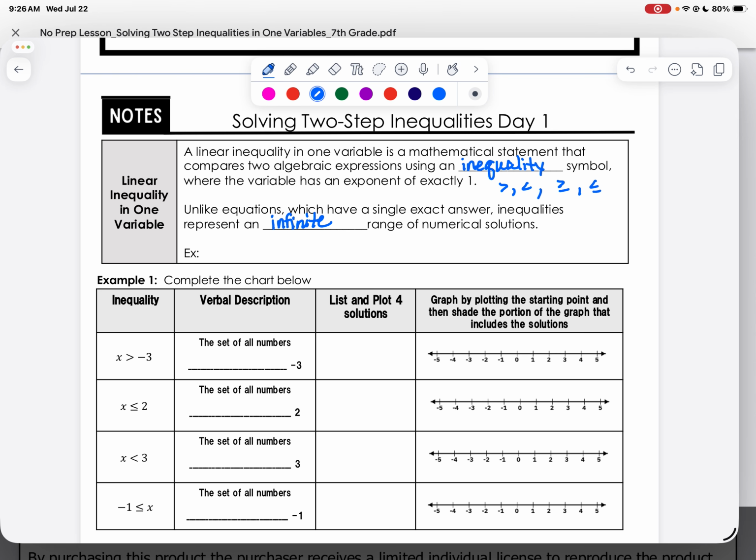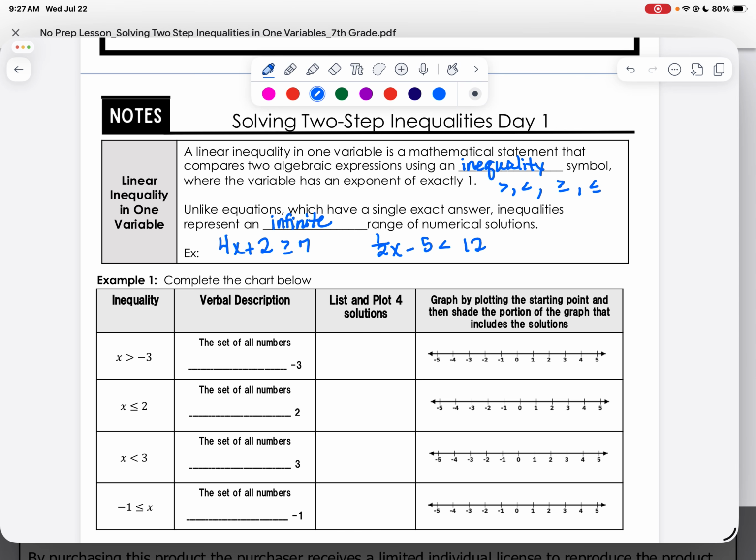Unlike equations, which have a single exact answer, inequalities represent an infinite range of numerical solutions. So an example of a linear inequality in one variable might be something like 4x + 2 is greater than or equal to 7, or something like 1/2 x - 5 is less than 12. These are examples of the type of inequalities we'll be solving today.